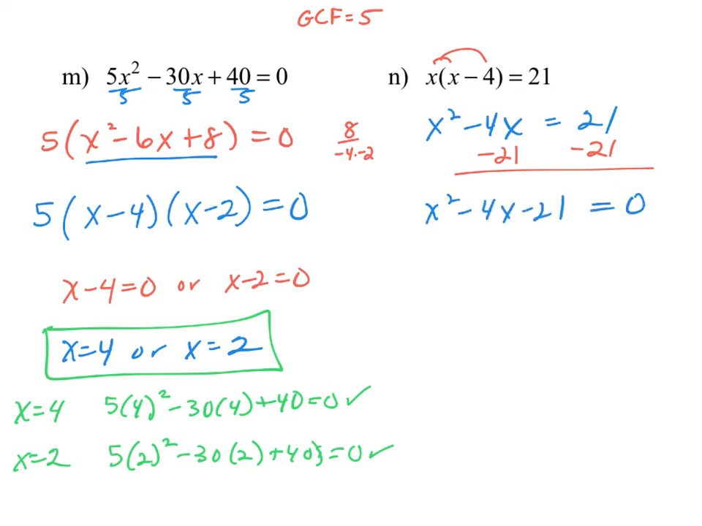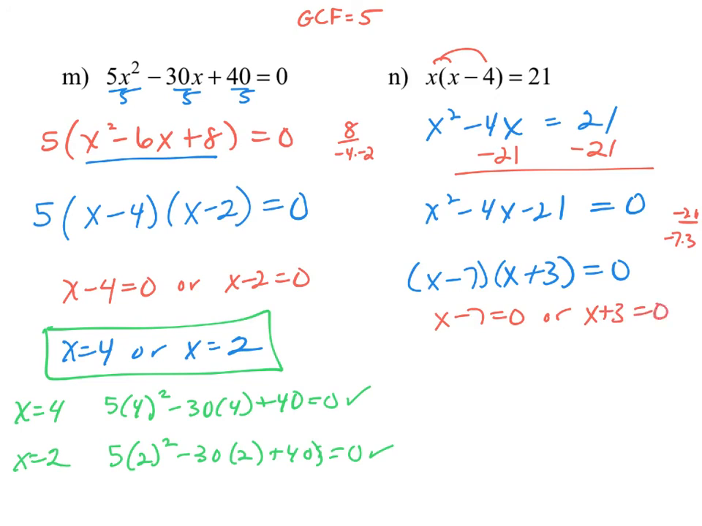Now we have a trinomial set equal to 0. We can factor by looking at all the factors of negative 21 and finding the pair that will give you negative 4. And those factors would be negative 7 and a positive 3. So our factored form is x minus 7 and x plus 3 is equal to 0. By setting each one of those factors equal to 0, we get x minus 7 is equal to 0, or x plus 3 is equal to 0. We get x equals 7 as a solution, or x is equal to negative 3.